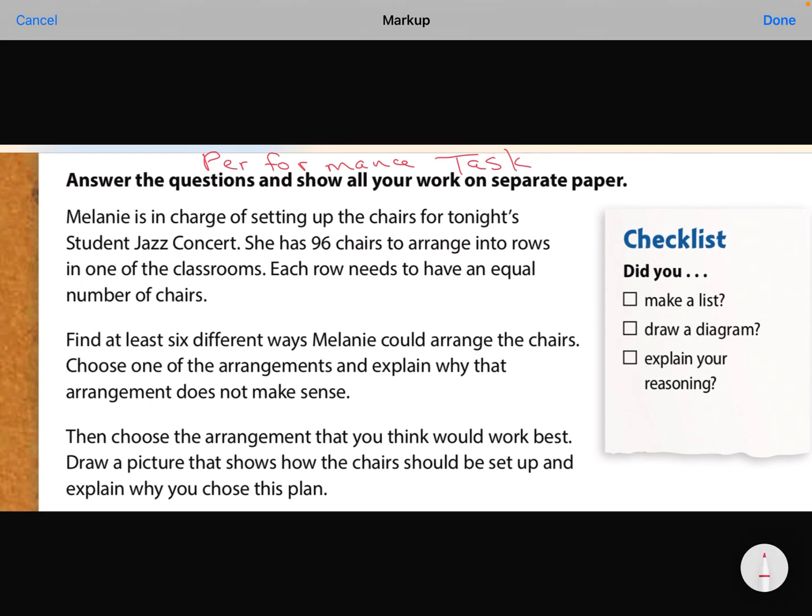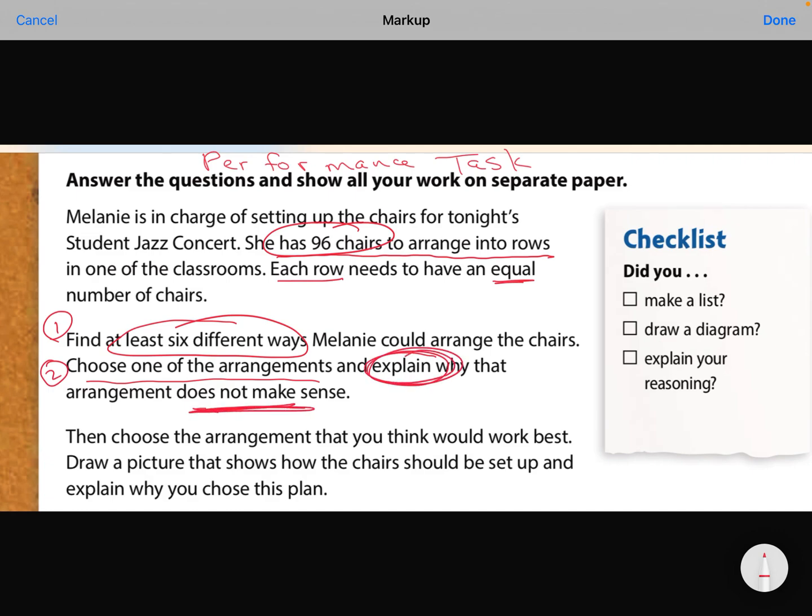Okay, so 96 chairs to arrange in rows. That's her total. That's all the chairs she has. Each row needs to have an equal amount, so you can't have 7 in one and 3 in another. Find at least 6 different ways Melanie could arrange the chairs. 6 different ways. Choose one of the arrangements. So this is one step. Choose one of the arrangements and explain why that does not make sense.